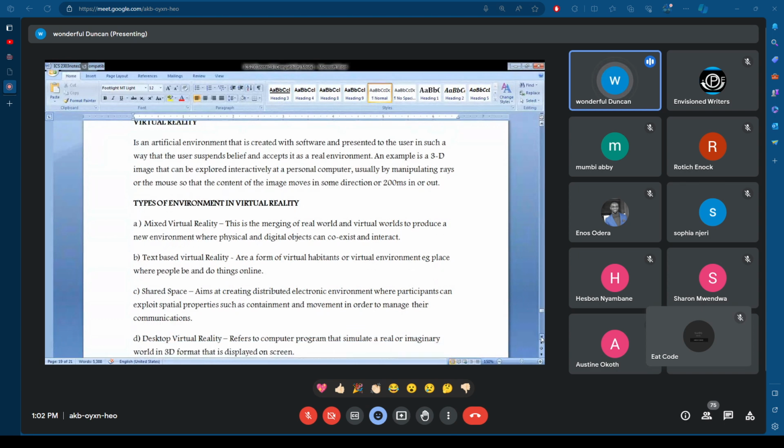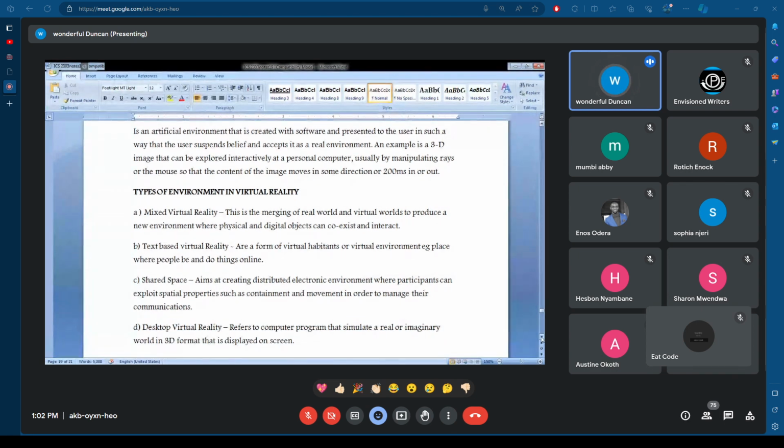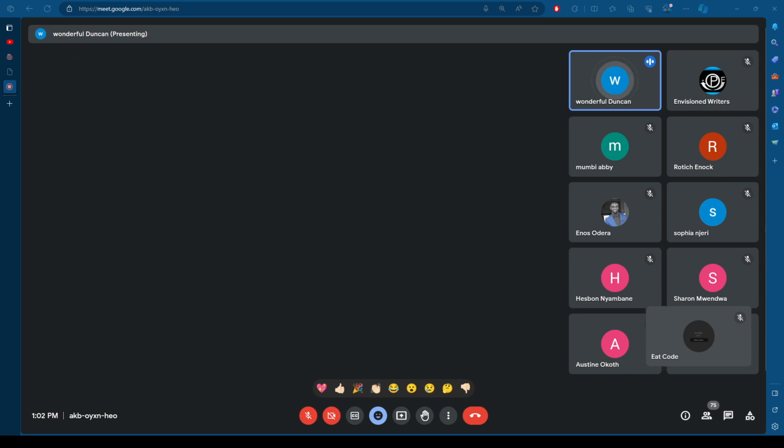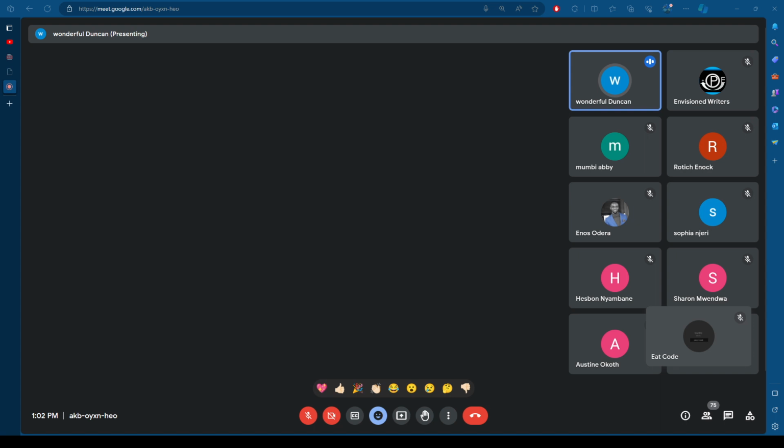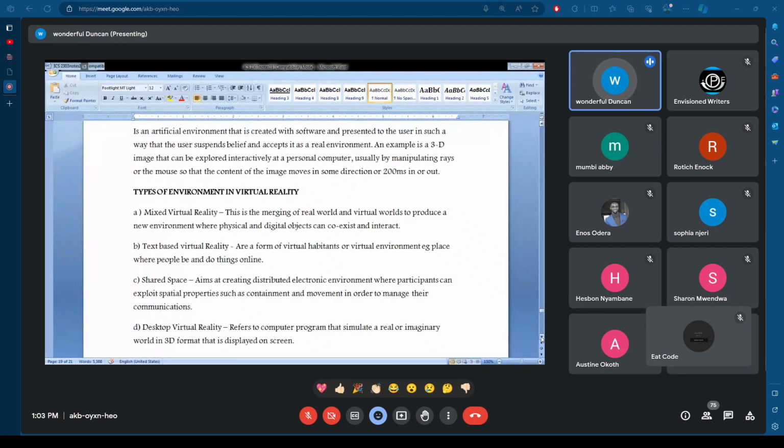Let us look at the types of environment in virtual reality. So we have these types of environment, what we are calling the virtual reality or the virtual environment. One is the mixed virtual reality. This mixed is where you are half physical and half virtual. That's what we are calling the mixed virtual reality.